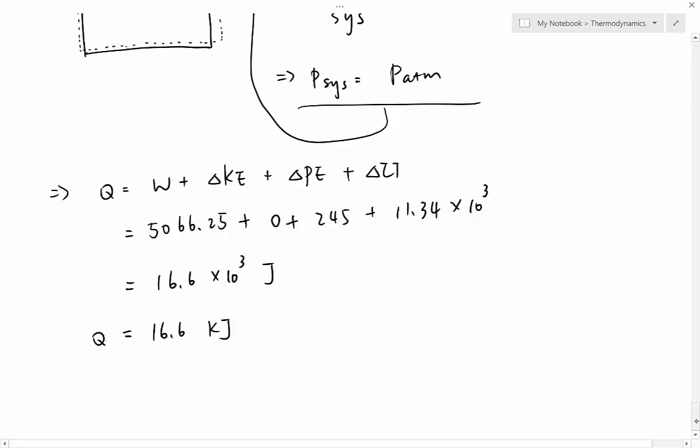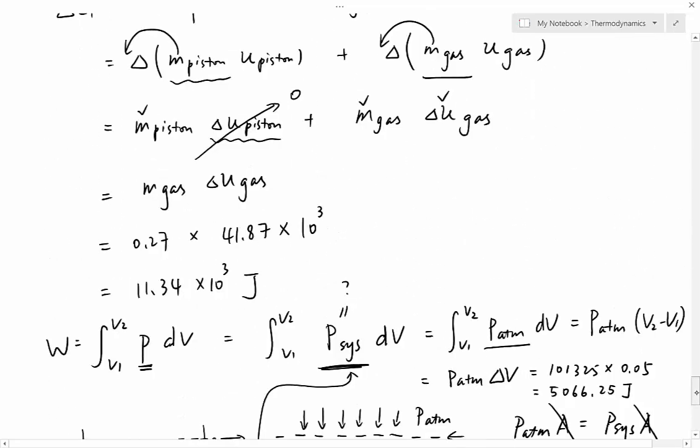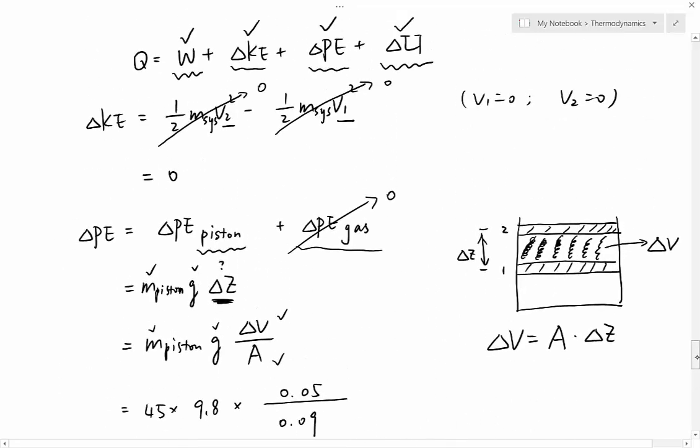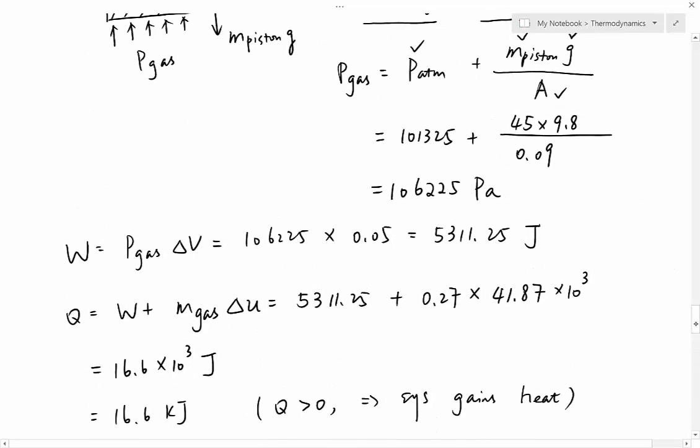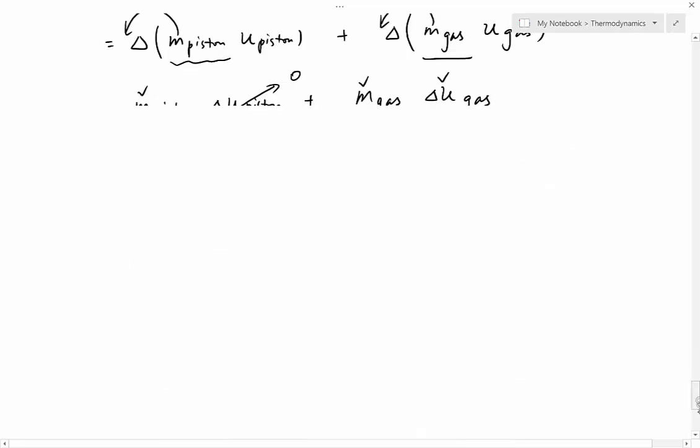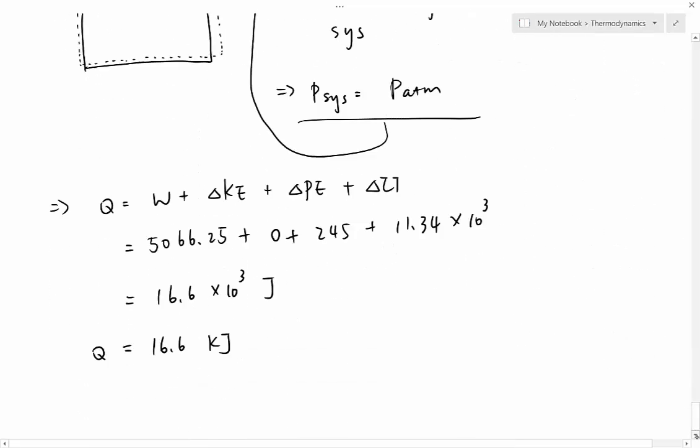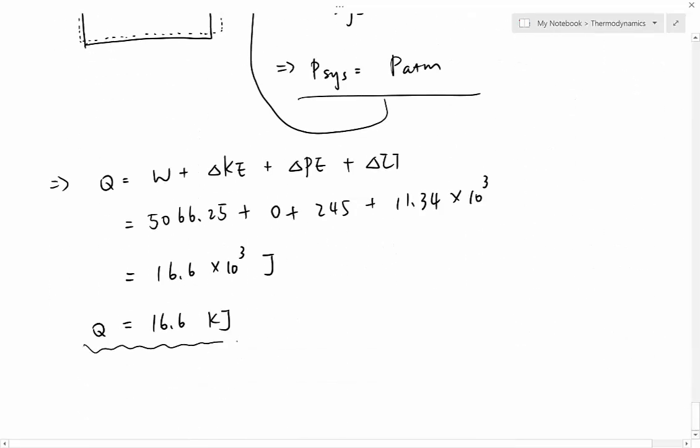Okay, so now if you take a look, what was our solution from part 1? Our solution from part 1 was 16.6 kilojoules. And what is our solution from part 2? Exactly the same, 16.6 kilojoules. Again, Q positive, system gains heat. So it really doesn't matter what kind of system you choose, the solution is the same.